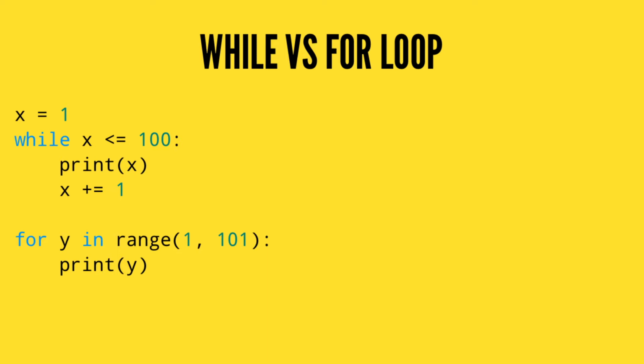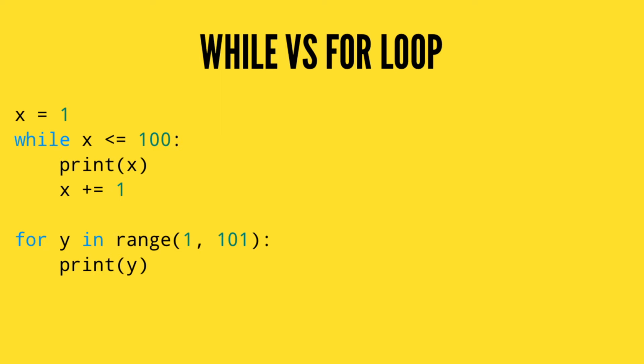If you use the while loop, you have to declare the x variable outside of the while loop. So we gave it the value of 1, and then we're saying while x is less than or equal to 100, print out the number x, but also add 1 to it each time. And that means it'll keep going up and up until x is no longer less than or equal to 100, and then once it's not, it'll break out.